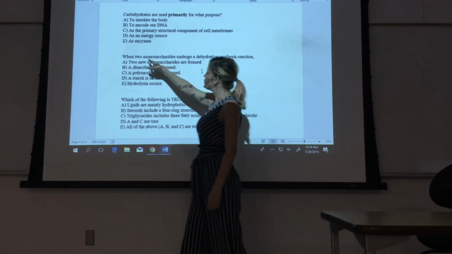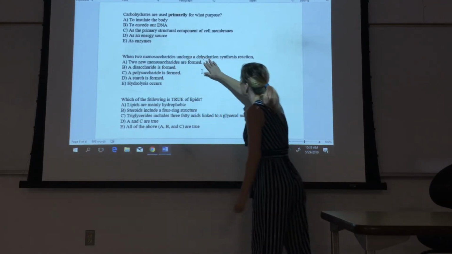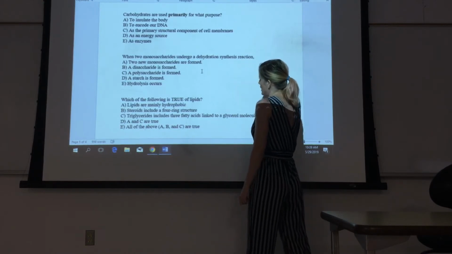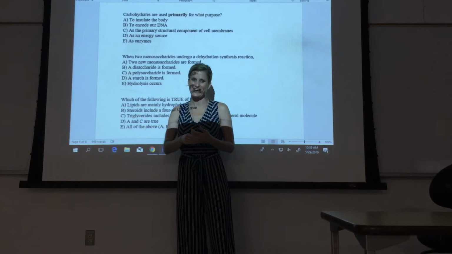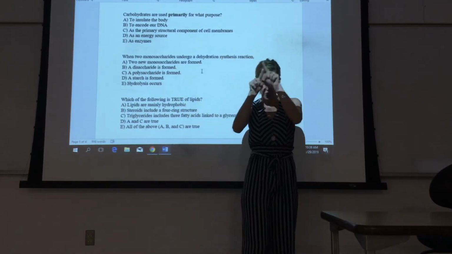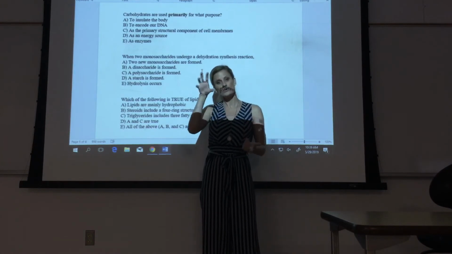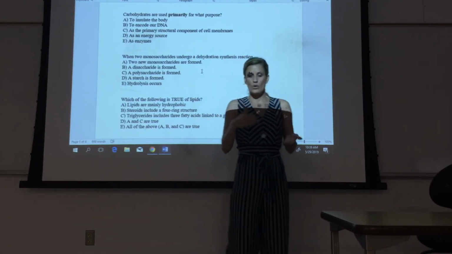So when two monosaccharides undergo a dehydration synthesis reaction, what happens? So first you have to know what a monosaccharide is. Remember, a monosaccharide is one single sugar, right? So one little sugar ring. So glucose is one ring. Fructose is one ring. Mono meaning one.